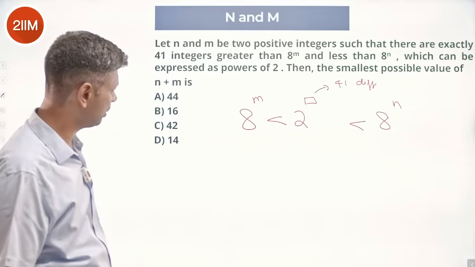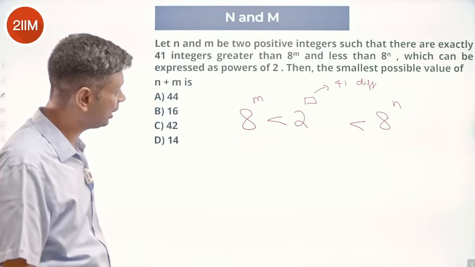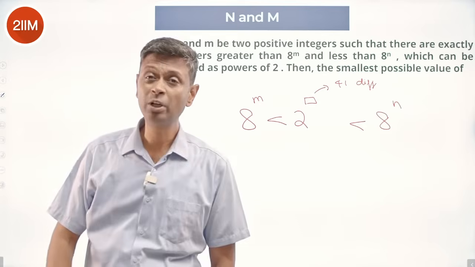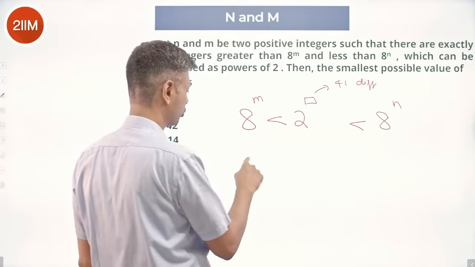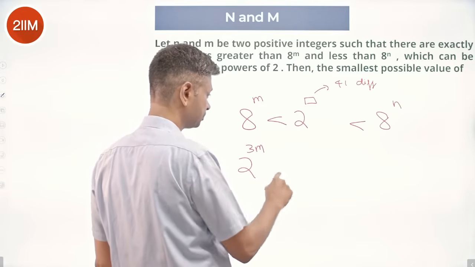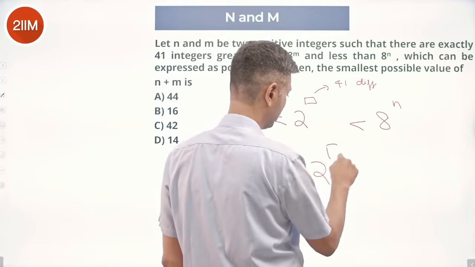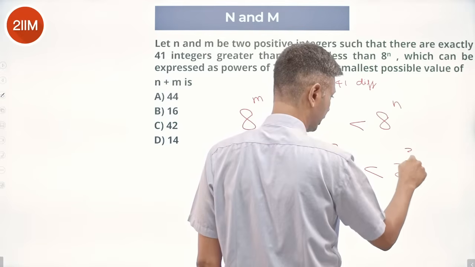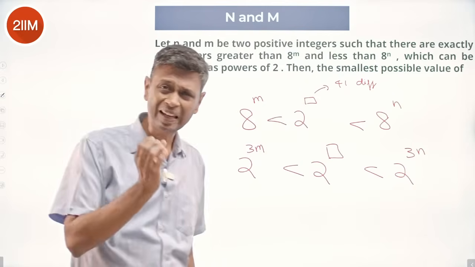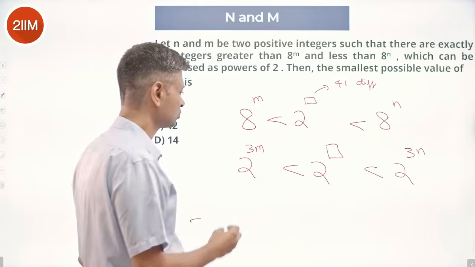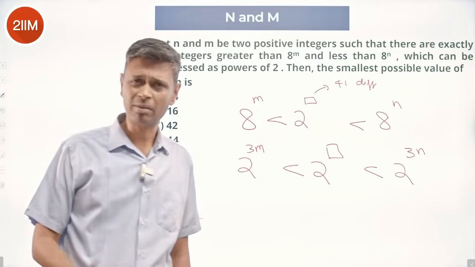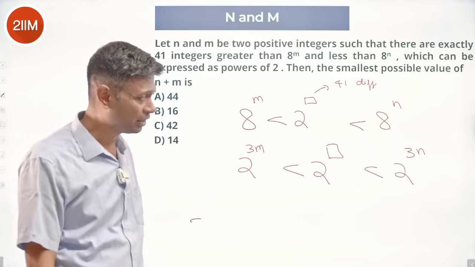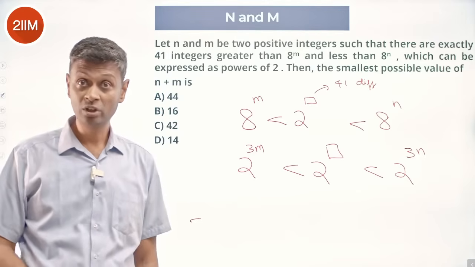So 8^m and 8^n. In between these two, a bunch of powers of 2 are sitting there. First of all, this is 2^(3m) less than 2 to the power of something less than 2^(3n). So between 3m and 3n, between say 9 and 36, and some values. Fine. So between 3m and 3n, how many different values can there be?